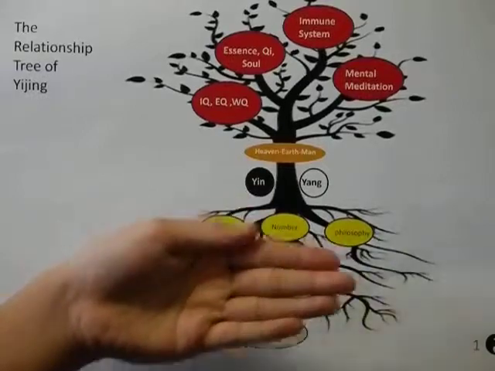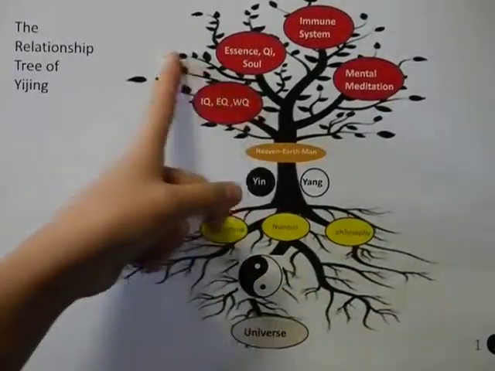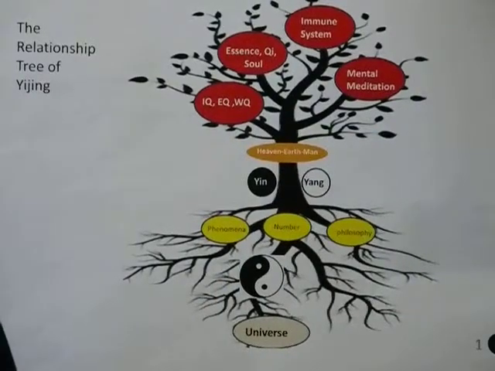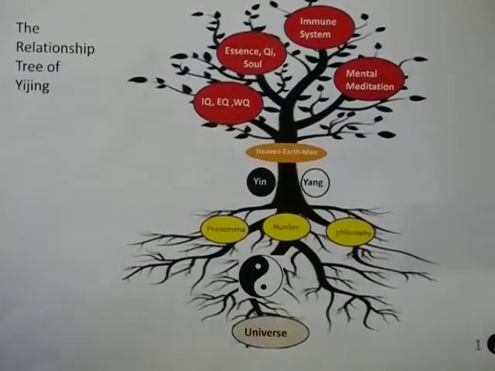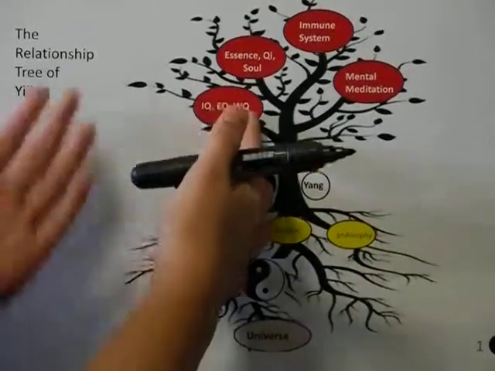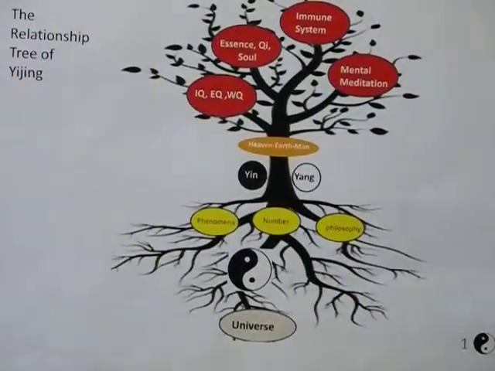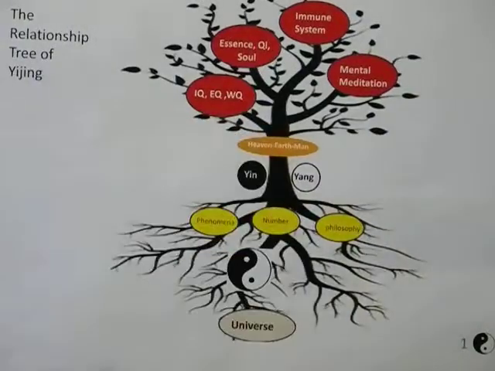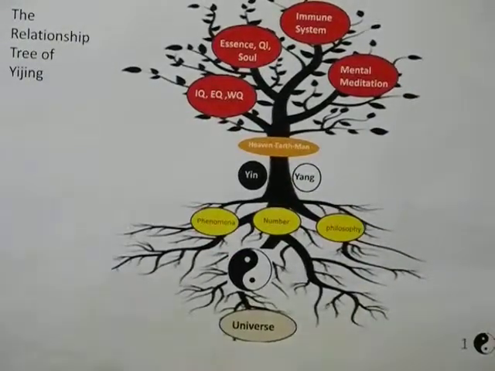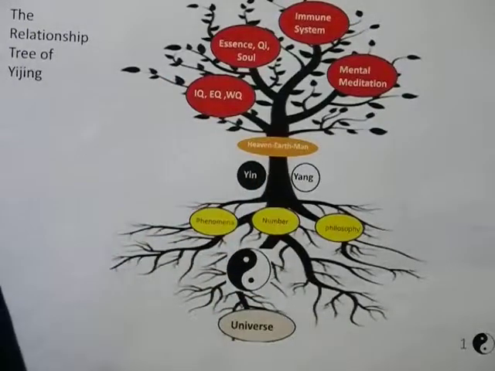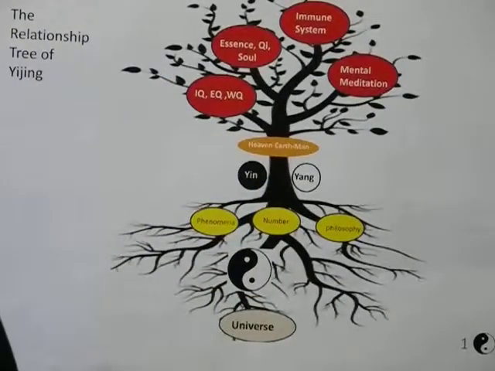After we finish the roots, we go on to the branches. The branches are simply the uses, the applications, of the Book of Changes. You can see over here we have IQ, EQ, WQ. The WQ is something we added. It's called the wisdom quotient. All three of these make up the soul wisdom quotient. So one application of the Book of Changes is that it gives us wisdom.